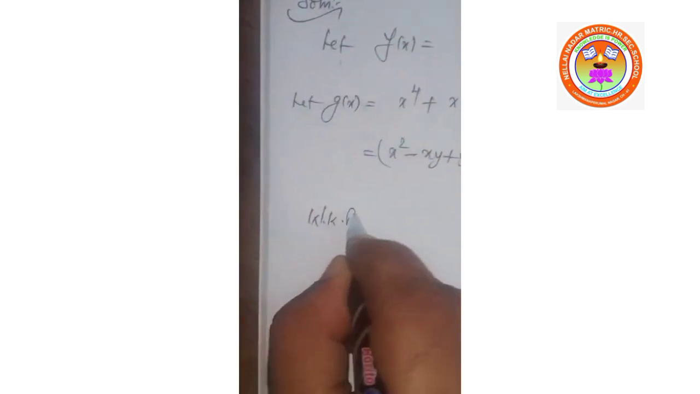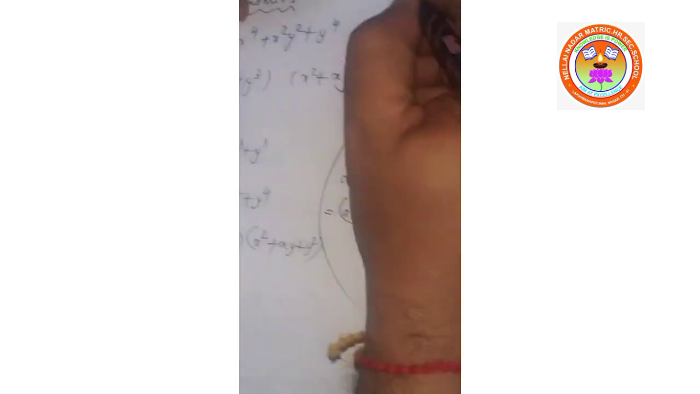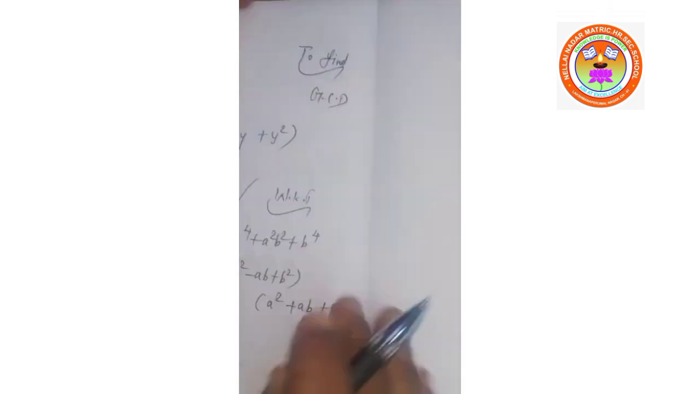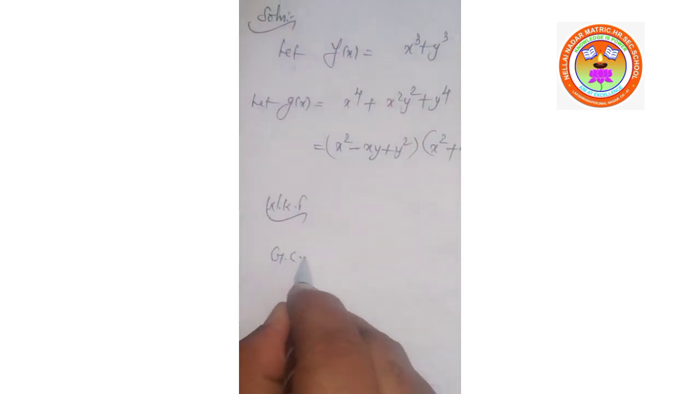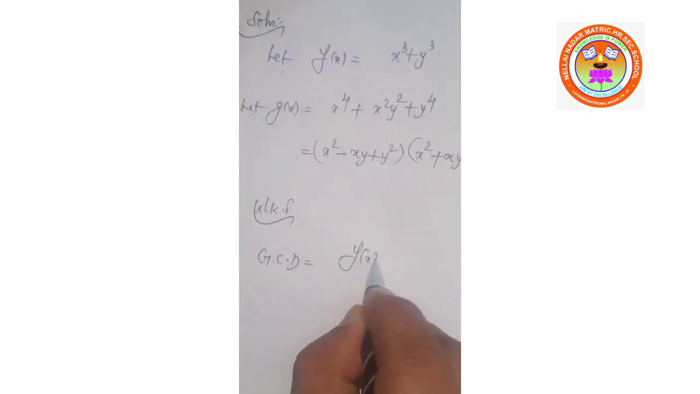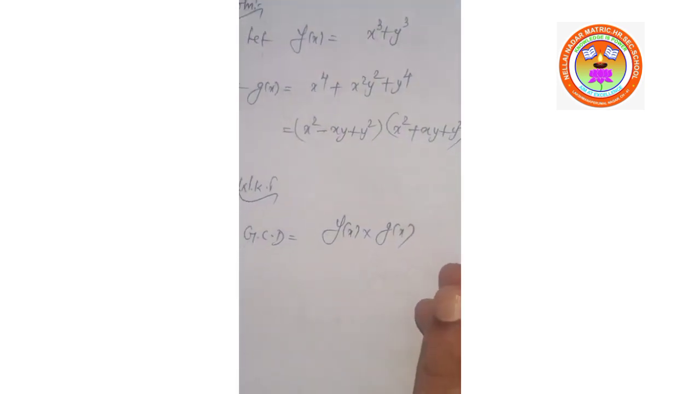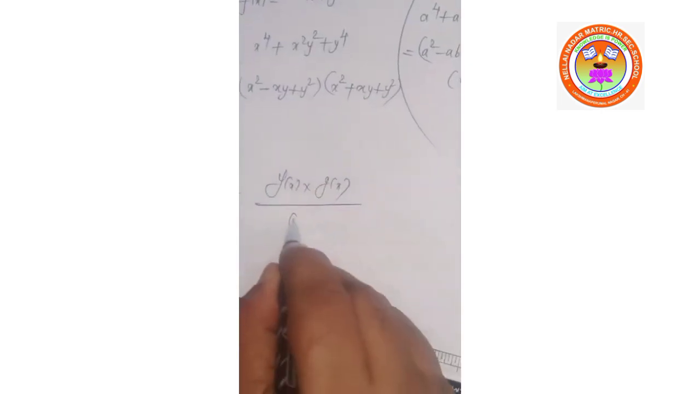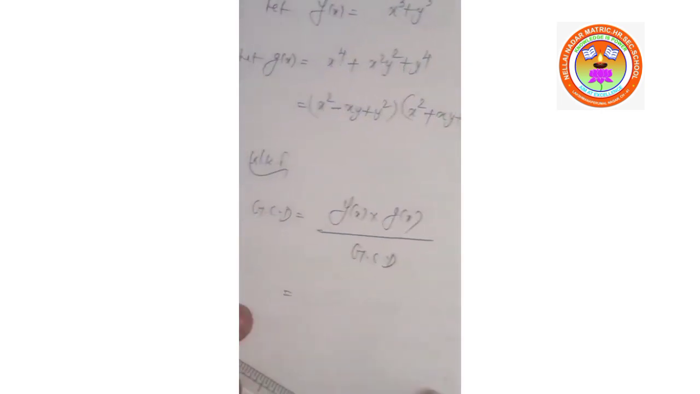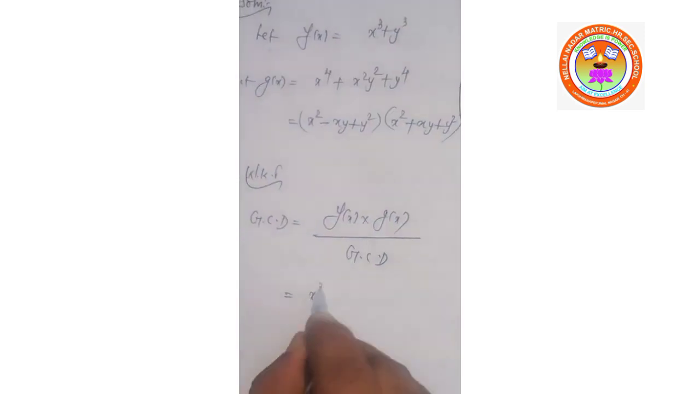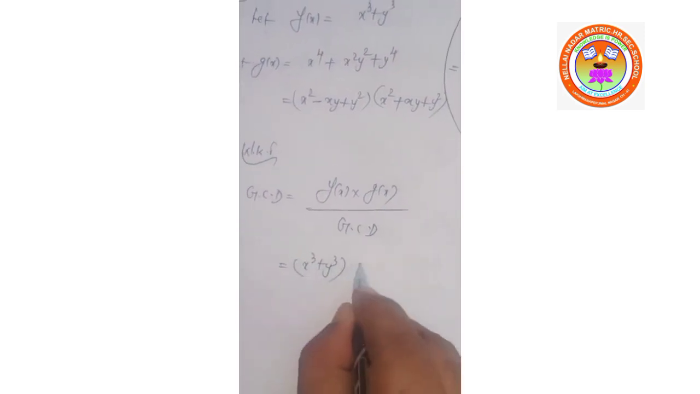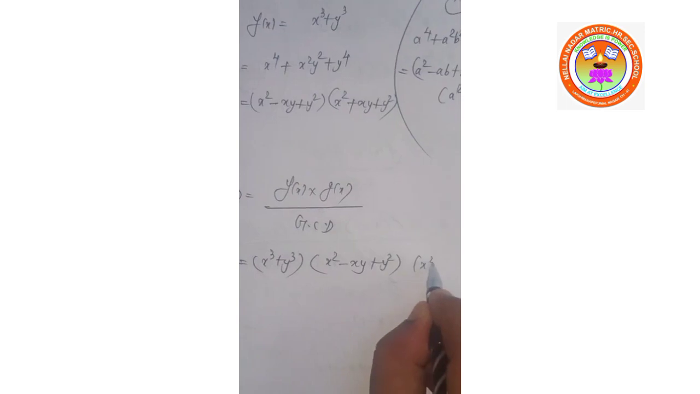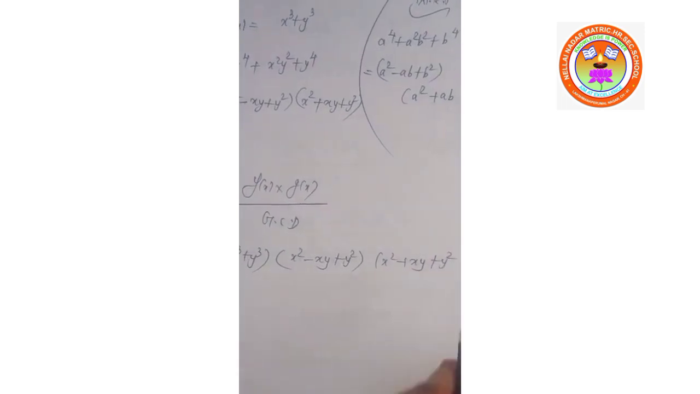Then write the formula for GCD. To find GCD, okay, listen. You can write the formula directly. GCD equals f of x into g of x divided by LCM. GCD equals f of x, here it is x cube plus y cube, g of x, x squared minus xy plus y squared, then x squared plus xy plus y squared.